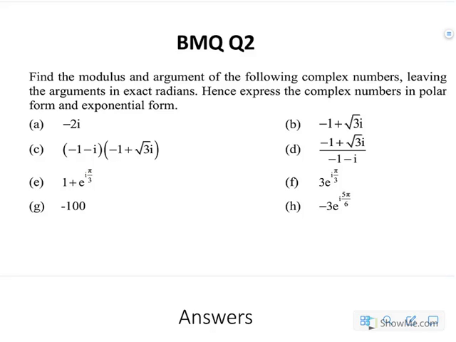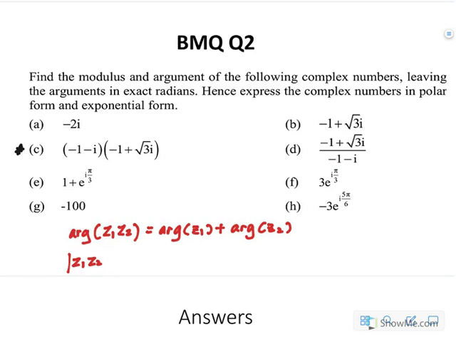Okay, now we look at BMQ 2C. Before this we recap what we learned before in our lecture question. Let's say, for example, we are looking at the argument of Z1 Z2. This is the same as the argument of Z1 plus the argument of Z2. And if we are talking about the modulus of Z1 Z2, this is the same as the mod of Z1 multiplied with the mod of Z2.